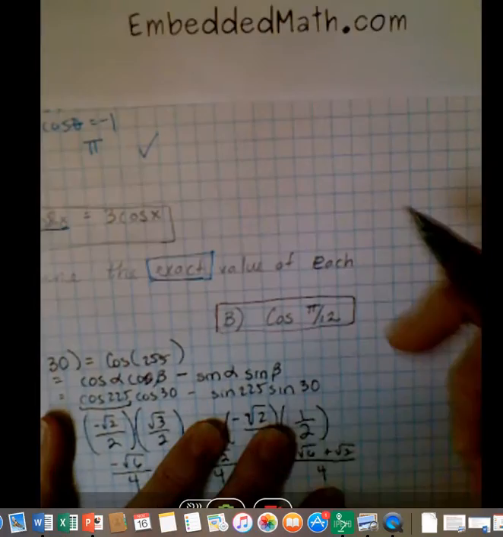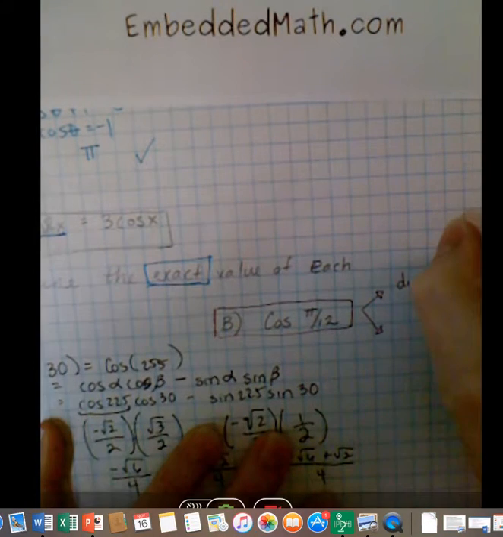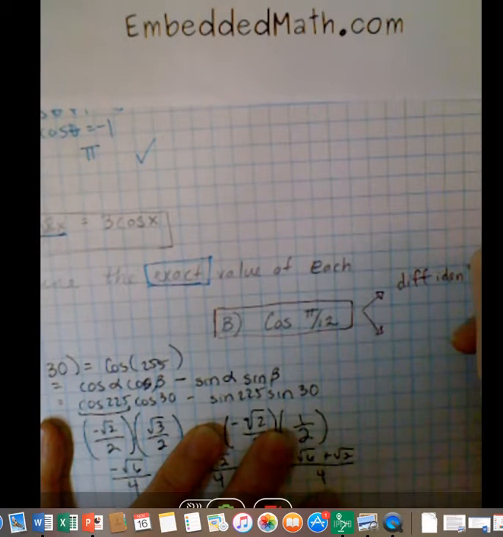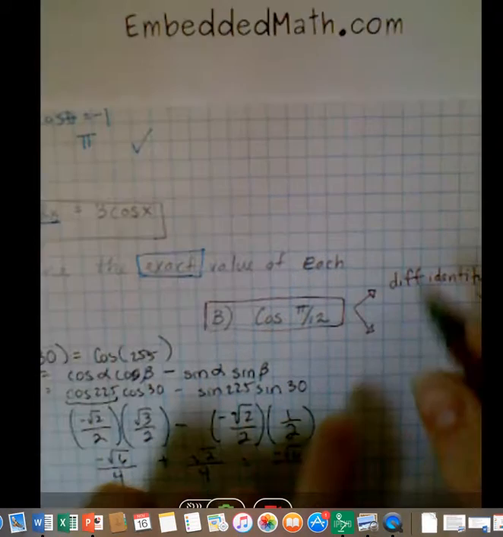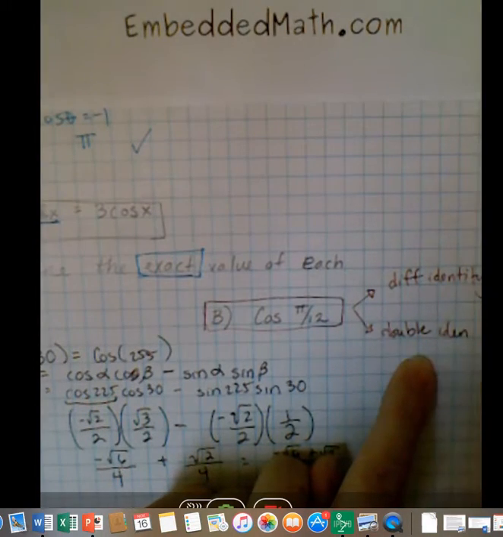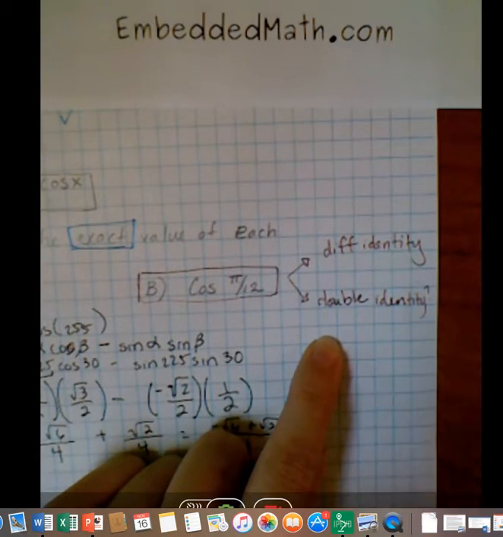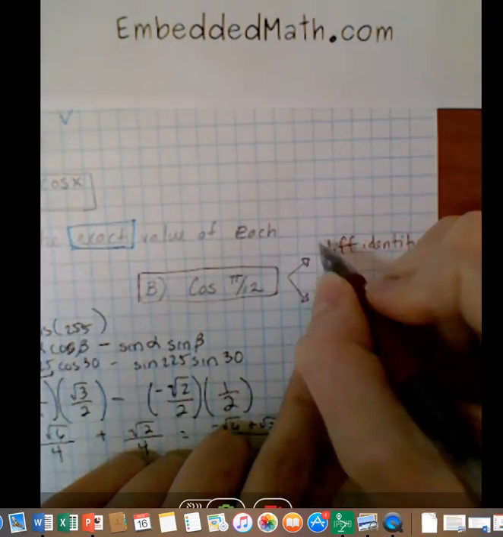So you can solve part B. Try to do it two ways. One using a difference identity, and one using a double identity. Maybe double identity isn't going to work. See if you can get that one to work. You might have to use a halving. Just a thought. See if you can get that to work, but this one will definitely work.